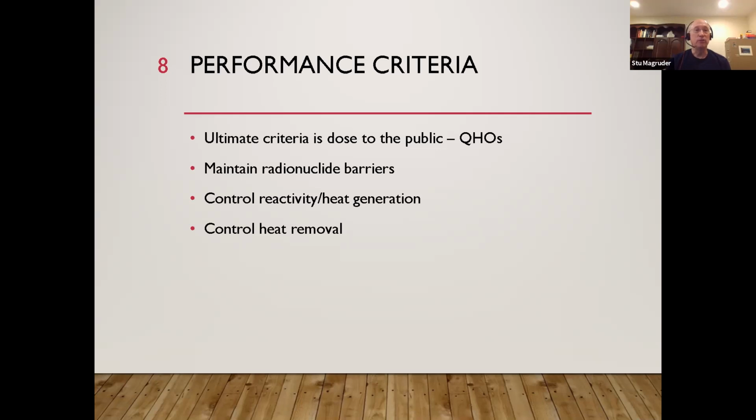In addition, we go back to the fundamental safety functions, which are described in IAEA standards, and which we've implicitly used at the NRC for many, many years. The first one is to maintain radionuclide barriers to prevent any radionuclides from escaping to the public or getting where they shouldn't be. And subordinate to that are controlling reactivity or heat generation and controlling heat removal. Those are things that we're looking at for Part 53, but we're also keeping in mind when we review advanced reactor designs that we're seeing now.